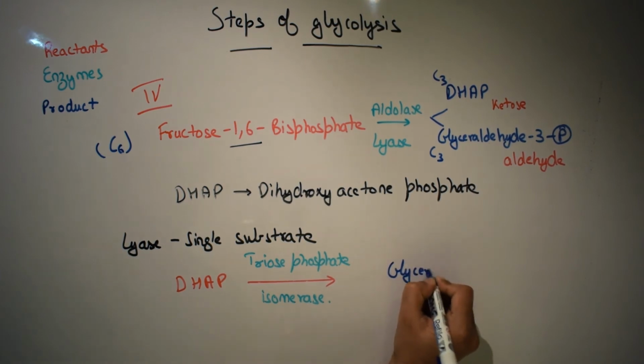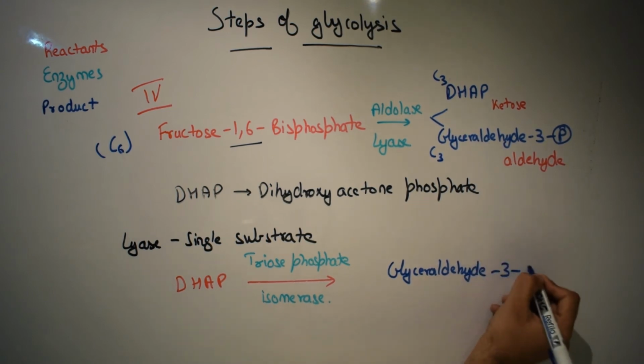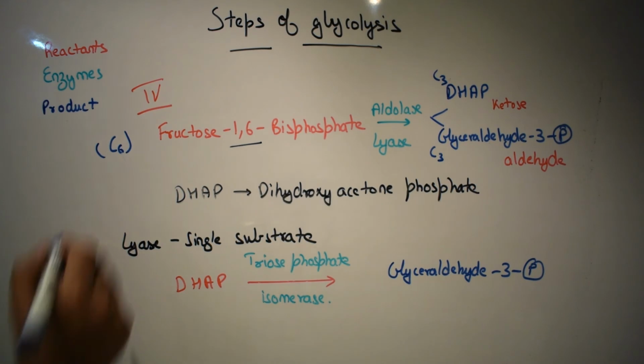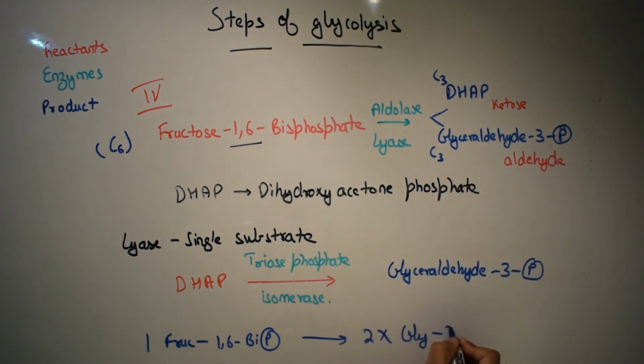Glyceraldehyde 3-phosphate. So as you can see, one molecule of fructose 1,6-bisphosphate leads to 2 glyceraldehyde 3-phosphates. So here ends the preparatory phase of glycolysis. Now the 6 carbon sugar has been broken down into its subsequent 3 carbon sugar.